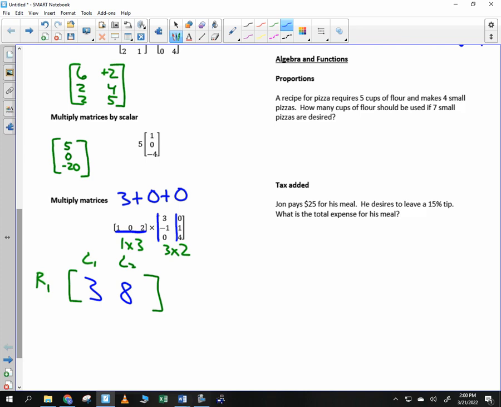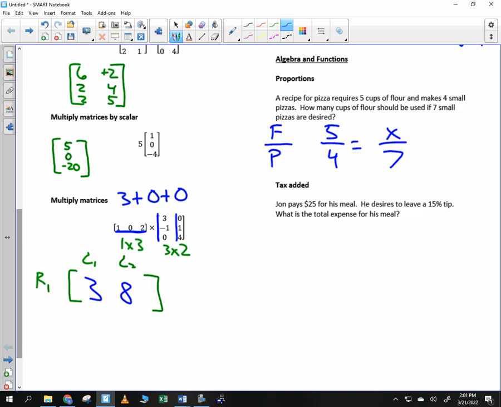When I set this up, I like to look at flour and pizzas. You will have at least two to three problems on the ACT that involve a proportion, so I always set it up to make sure I get my labels right. Flour on top, pizzas on bottom. How many cups of flour? How many pizzas? So that's going to be equal to, we need 7 small pizzas. We're wondering how many cups of flour are needed. So x over 7. Notice I put the flour on top, put the pizzas on bottom.